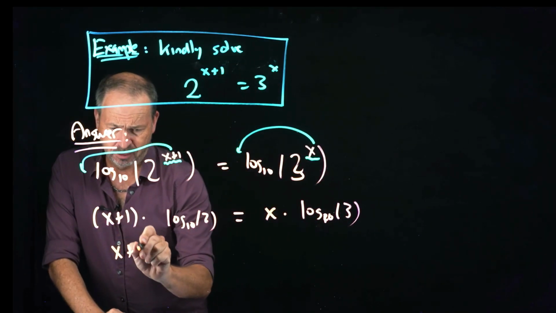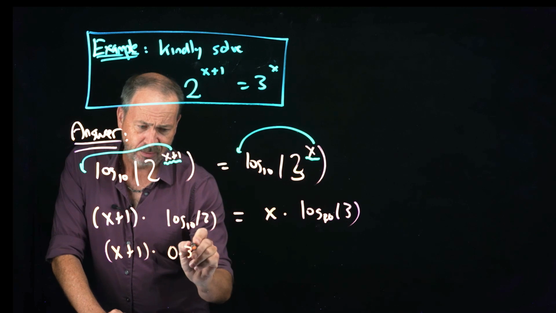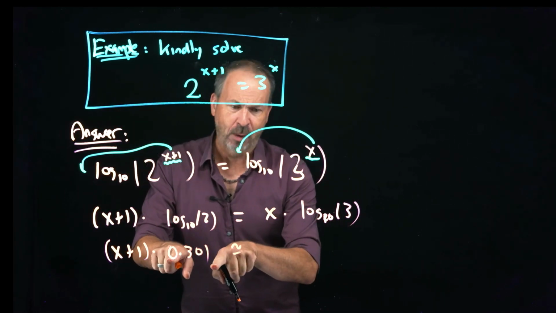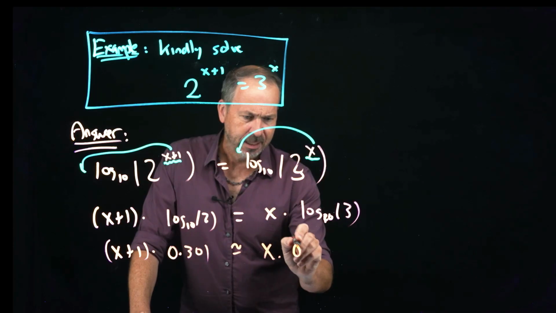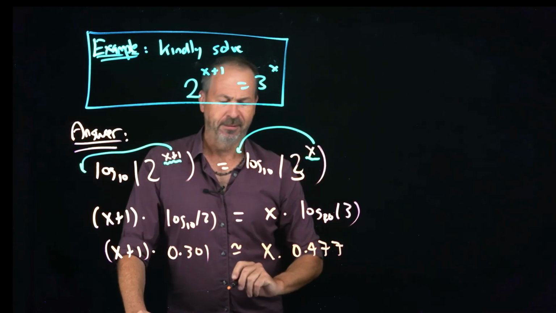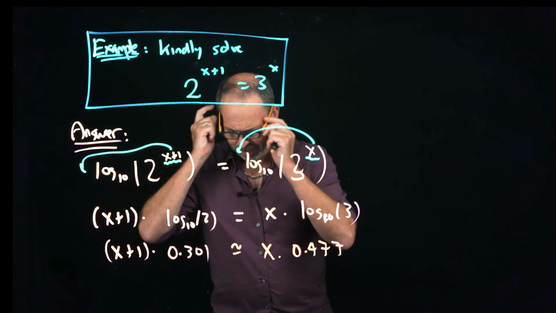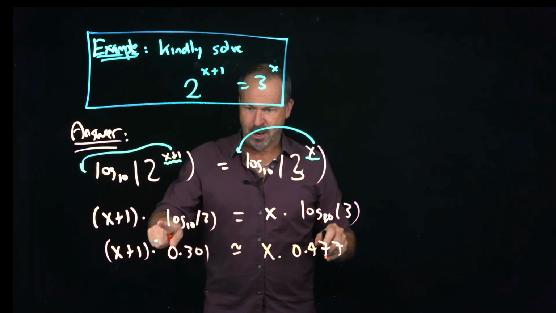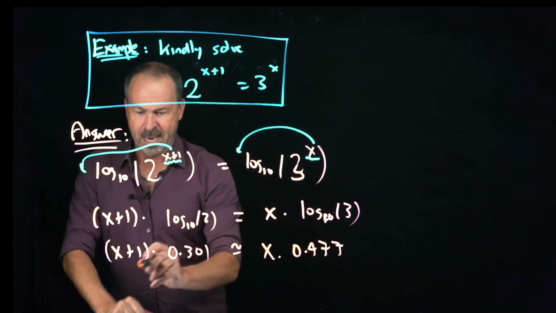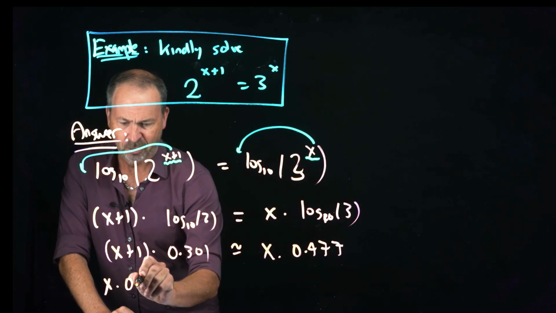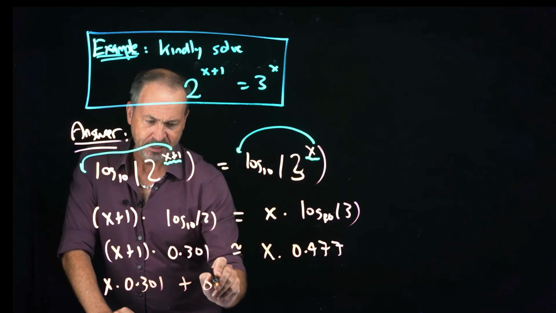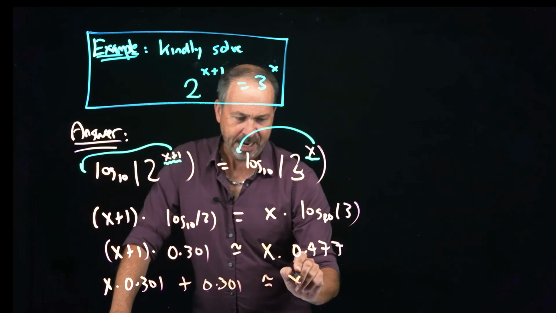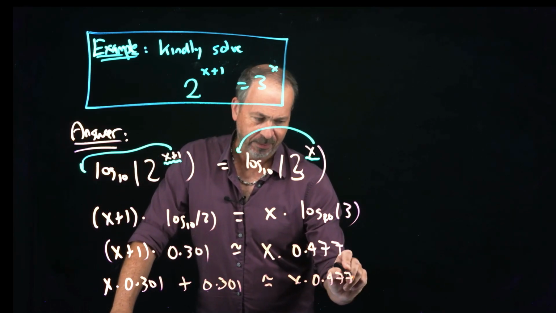I remember I got x plus 1 times 0.301, which is log of 2, is approximately equal to, because that's rounded, x times 0.477, I believe it is. Let me just double check, because I did write it down. 477, yes, that's what I did get. All right, so what have we got? Let me expand this out. x times 0.301 plus 0.301 is approximately equal to x times 0.477.